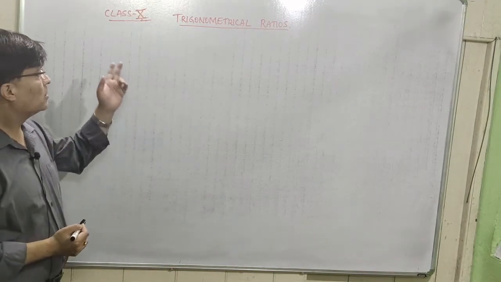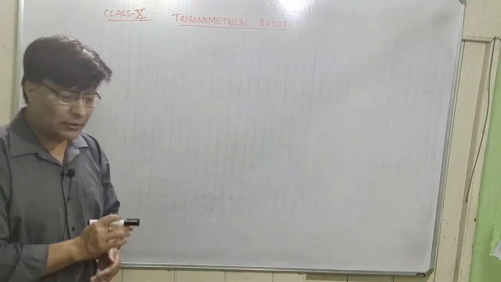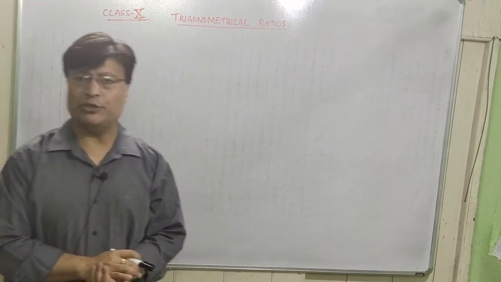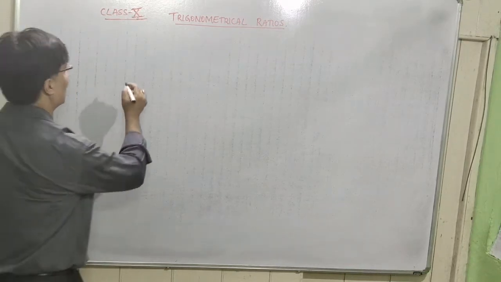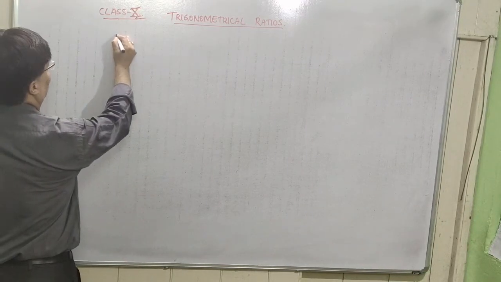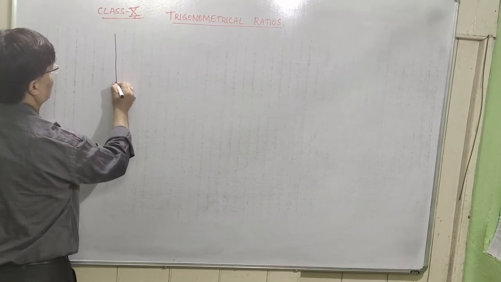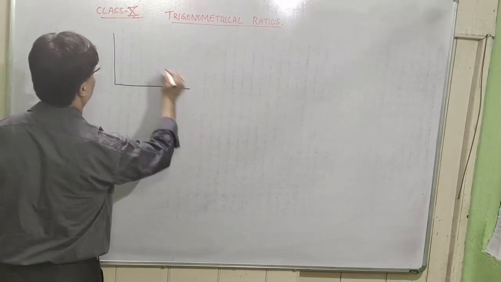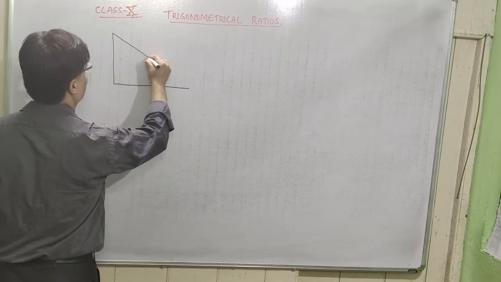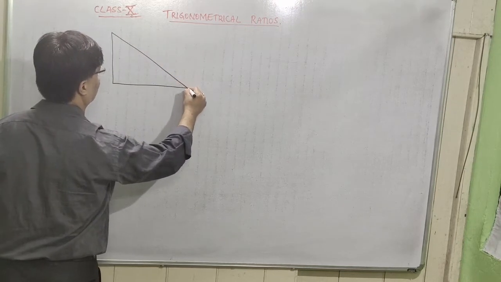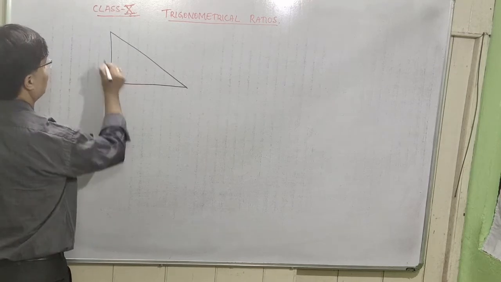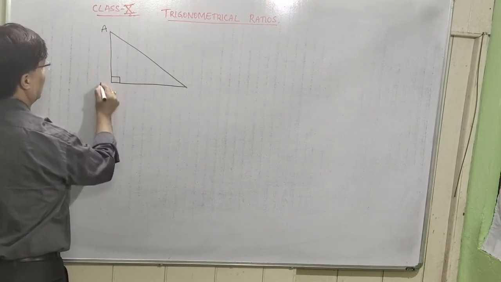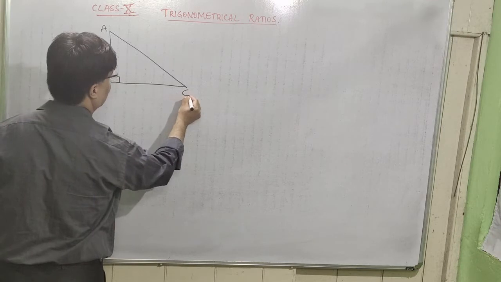Okay? So in order to do trigonometrical ratios, you should consider a right angle triangle. So let us draw a right angle triangle first. Suppose this is a right angle triangle. Let us consider this right angle triangle, and this is 90 degree, and this is A, this is B, and this is C.